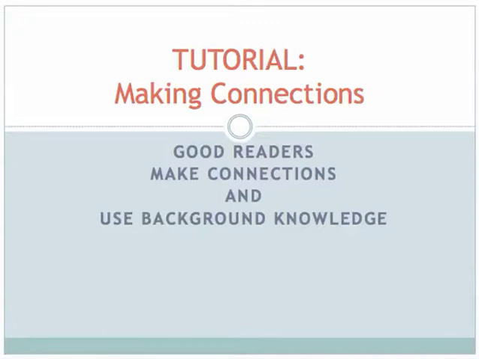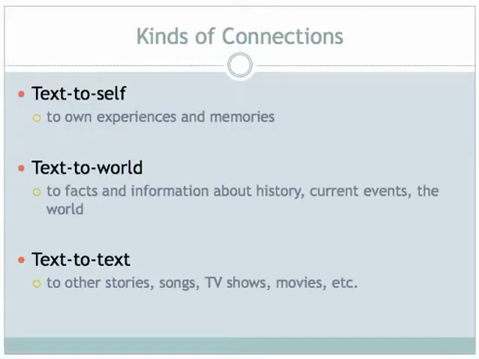The second reading strategy that we will focus on today is making connections. Remember, good readers make connections and use background knowledge. There are three kinds of connections. Text-to-self connections are when readers connect to their own experiences and memories. Text-to-world connections are when readers connect to facts, information about history, current events, and the world. Text-to-text connections are when the reader connects to other stories, songs, TV shows, and movies.